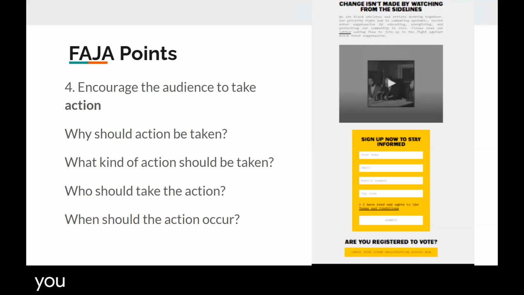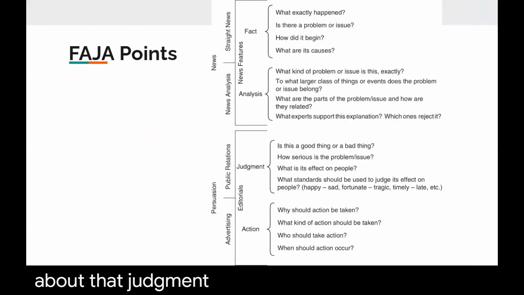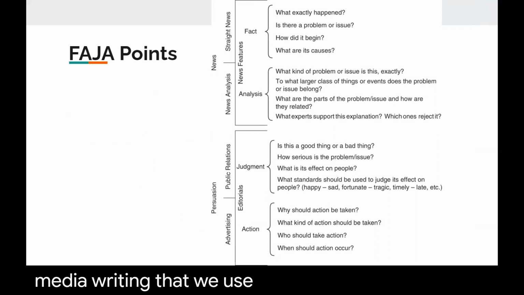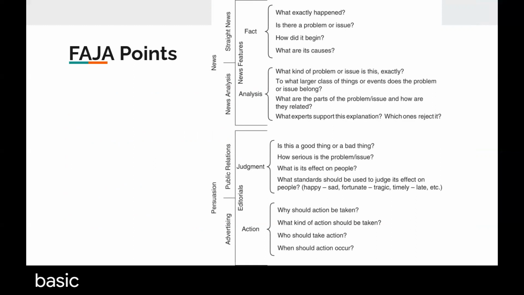And so you can see that this involves the audience moving from pure judgment to actually doing something about that judgment. Now, the FAJA points are important because they outline the different types of media writing that we use. The first two FAJA points, the facts and the analysis, are typically used within journalism. The first, basic facts, are used in straight news stories.